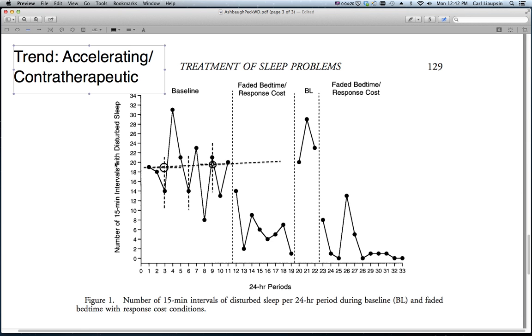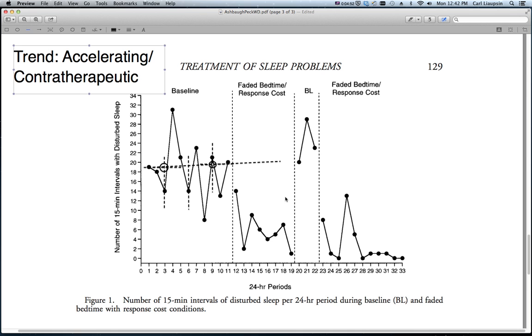This is something you want to do not only when you are analyzing a study that you see in the literature, but when you're conducting your own study. If you're running your baseline, you don't want to start into your intervention unless the data is moving in a contratherapeutic direction, or at least a level direction. Then they might call that a zero accelerating trend.